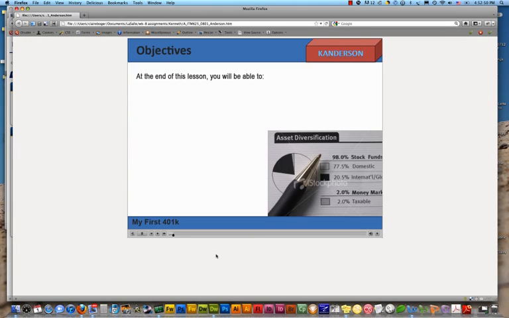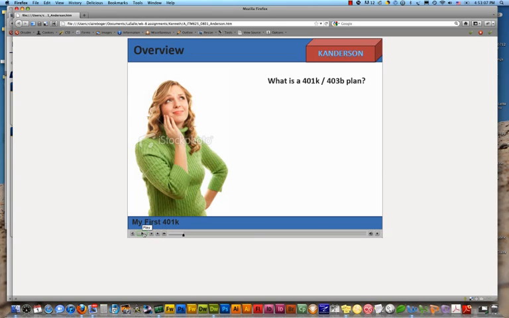At the end of this lesson, you will be able to identify characteristics of the major investment categories. Okay. I just want you to add a sentence there: major investment categories within a 401k. All right? Then everything else works. And then when we get here, a 401k is the most popular. Then this overview works. That's fine.